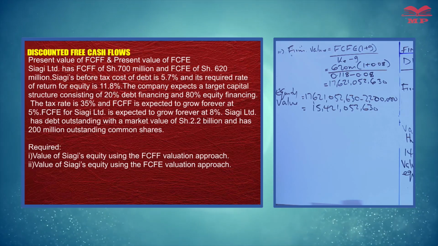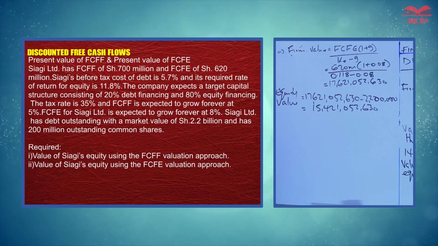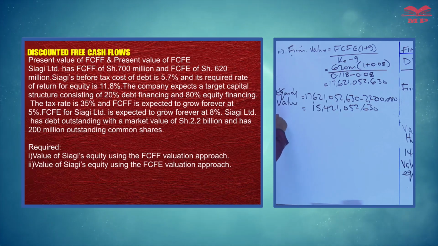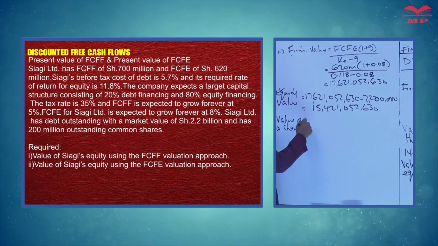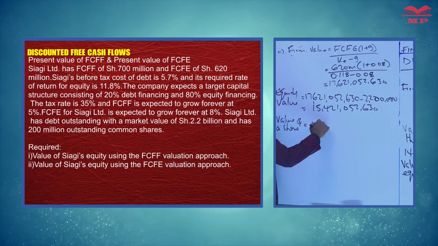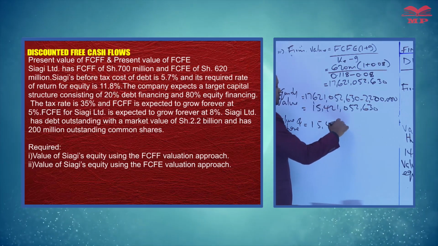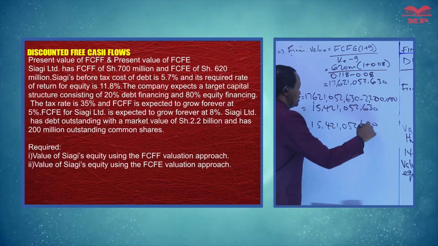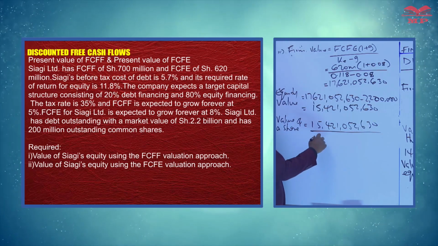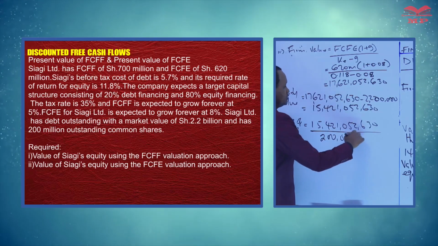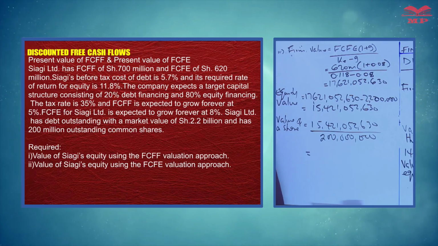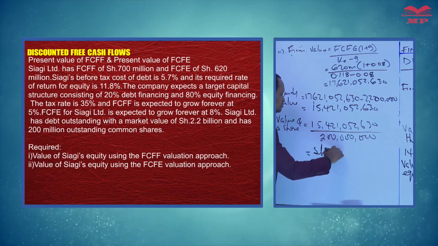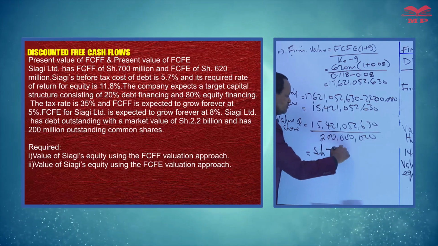So what will be the value of a share? Value of a share will be equal to the equity value of 15,121,052,630. We divide by the 200 million. That gives $77.11.